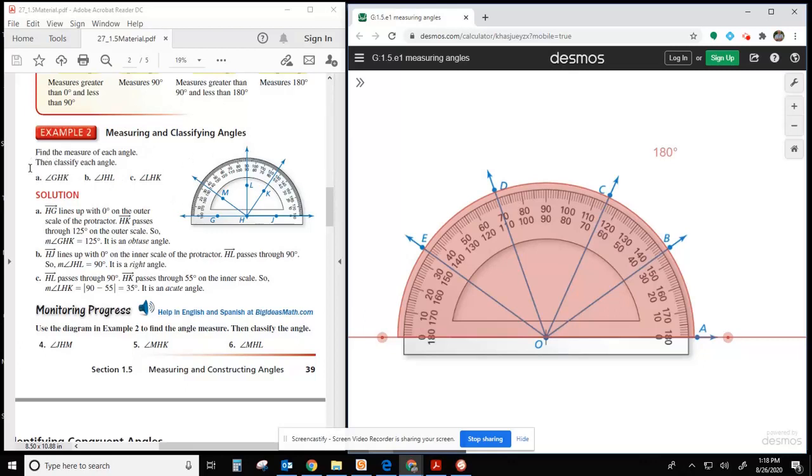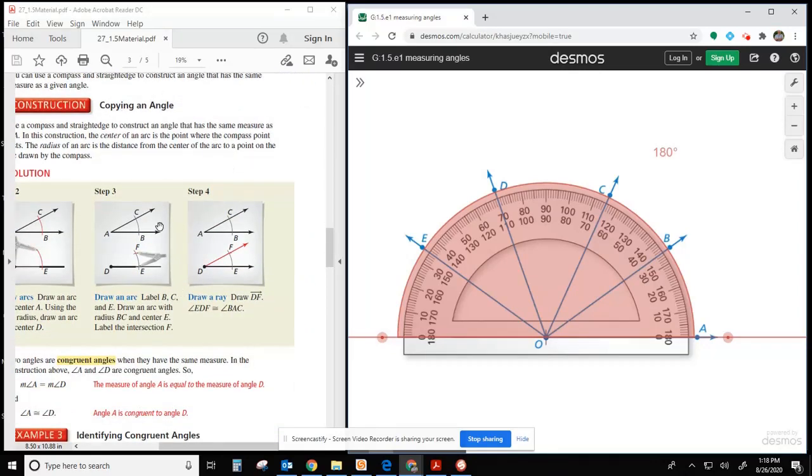So they will cover some naming and classifications for 3 angles from a very similar piece here, from a protractor with points all over it. So I recommend having a look at this before we get to anything like a test or a quiz.